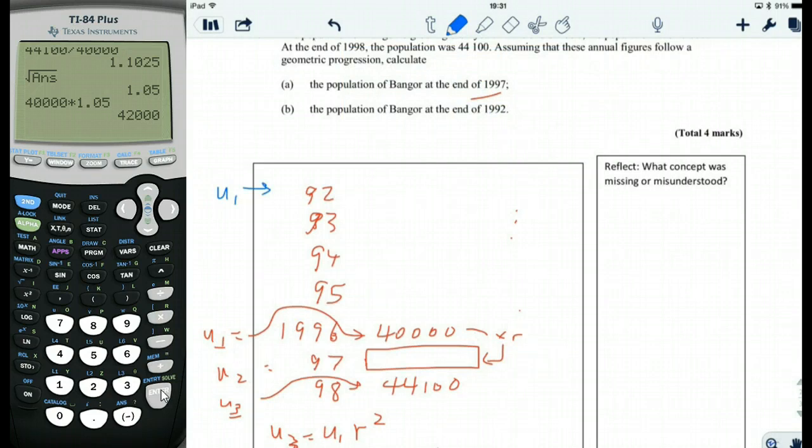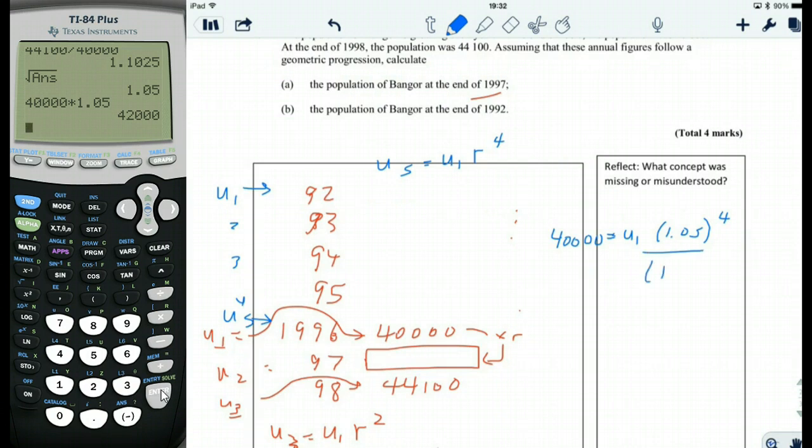And then 40,000, 1996, is going to be U2, U3, U4, U5. So now we're going to call 1996 U5. Then U5 equals U1 times r to the n minus 1, which is 4, right? R hasn't changed. R is still 1.05. And U1 is now the value here, which we don't know. So you would have U5, which is 40,000, because it's the blue 40,000, equals U1 times 1.05 to the fourth.